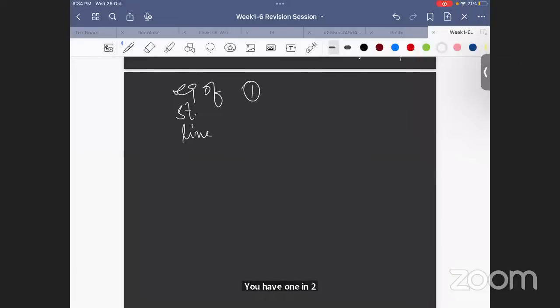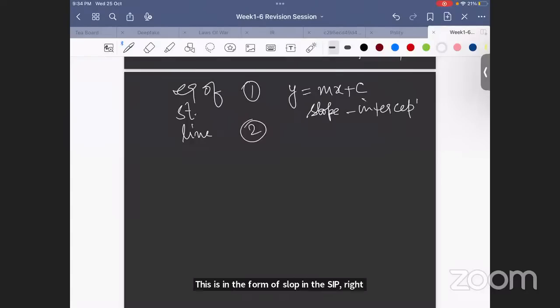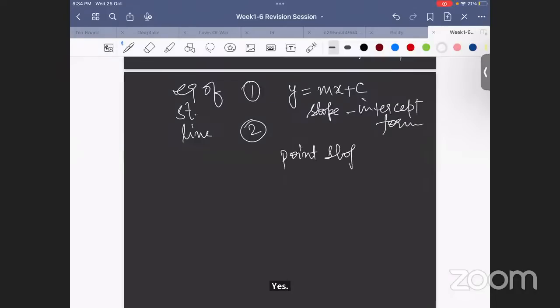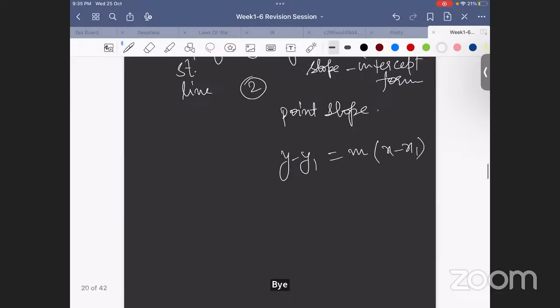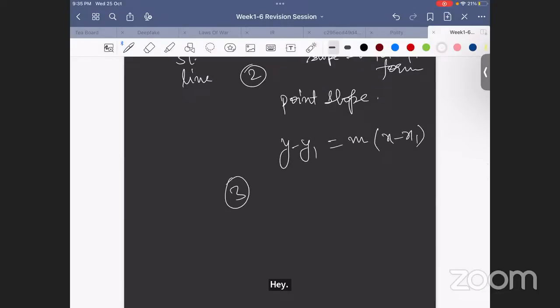The first one is y equal to mx plus c. This is the slope intercept form, right? Yes. Point slope form: how will you write it? y minus y1 equals m into x minus x1.